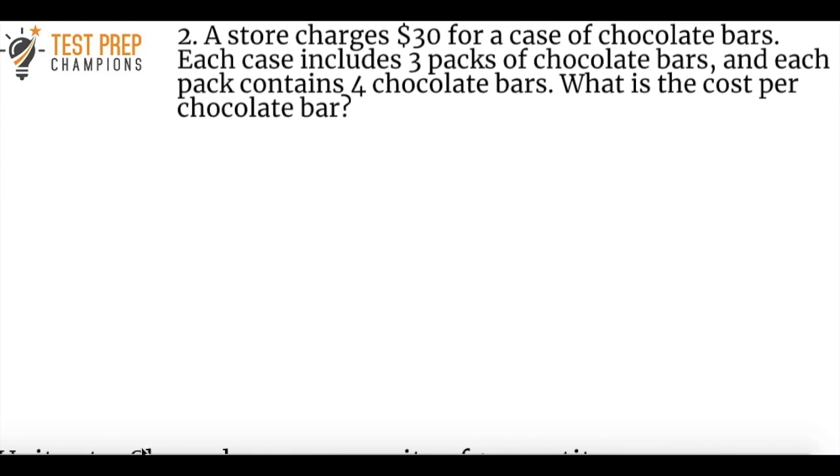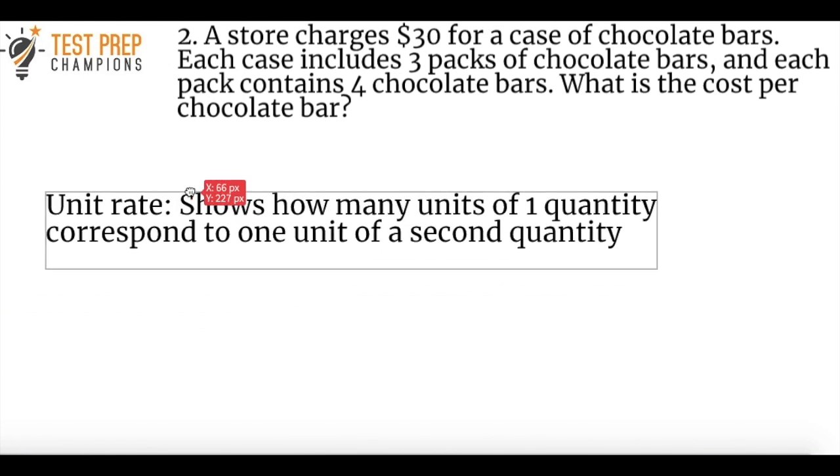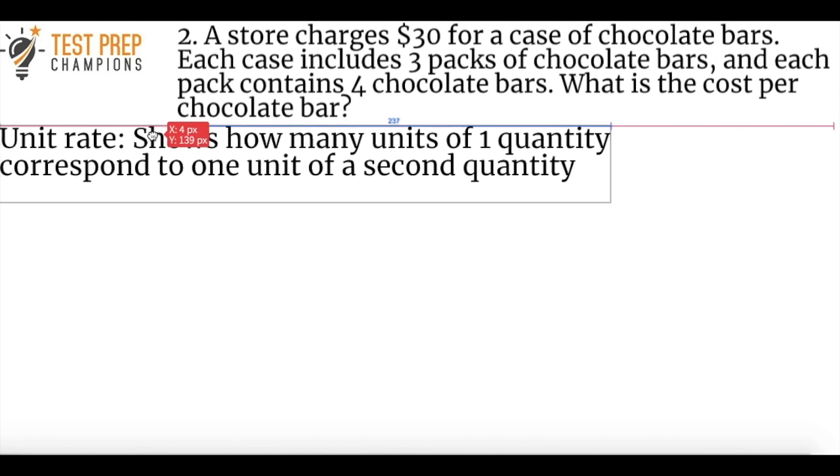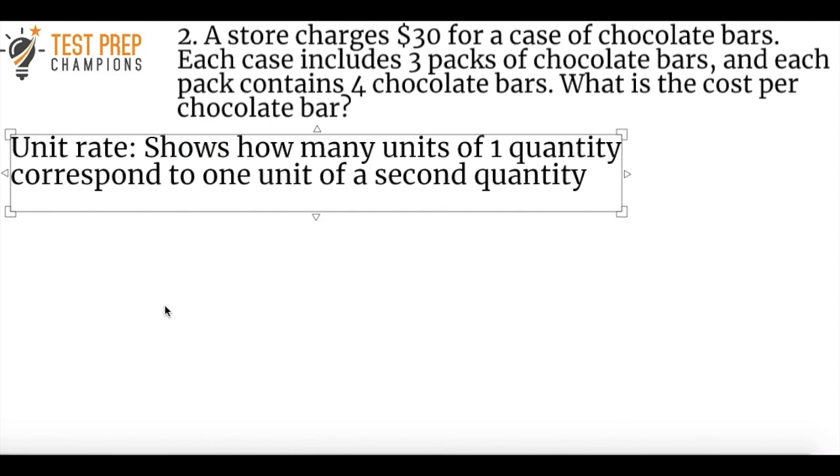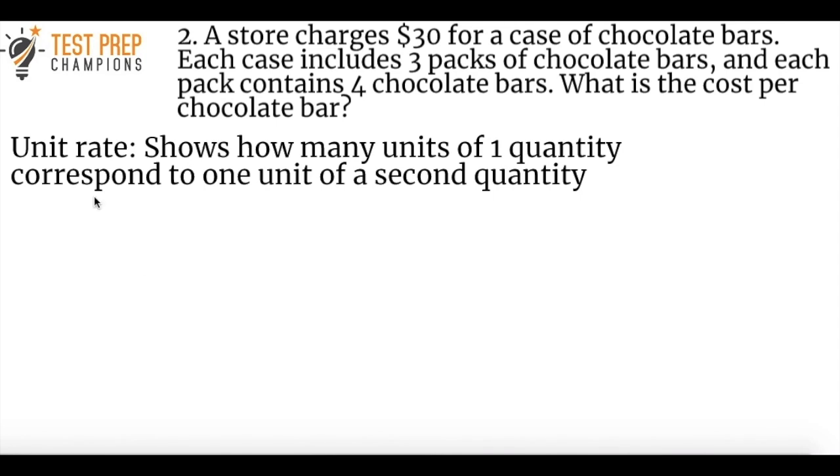Let's go over it. So this question includes the concept of the unit rate. The unit rate shows how many units of one quantity correspond to 1 unit of a second quantity. This might sound a little confusing, but it's really not that complicated if we break it down. A unit rate, you're going to take some kind of quantity. So let's consider miles per hour, for example. Let's say 45 miles per hour, right? So we've got 45 miles as an example.